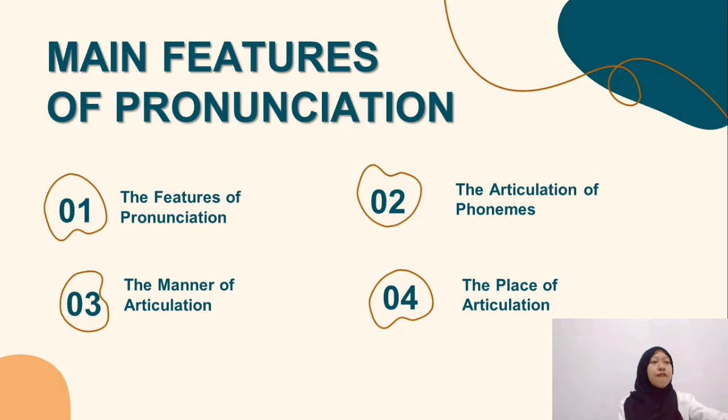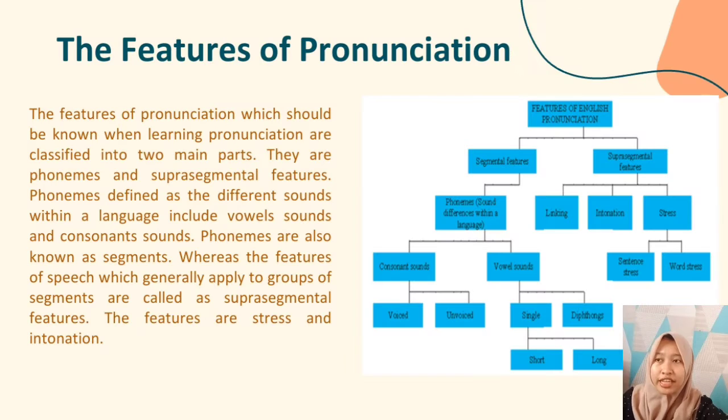And this is the main features of pronunciation. There are 4 subtopics or 4 explanations in our topic today. Number 1, the features of pronunciation. Number 2, the articulation of phonemes. Number 3, the manner of articulation. And the last, number 4, the place of articulation. For the next part is the features of pronunciations.